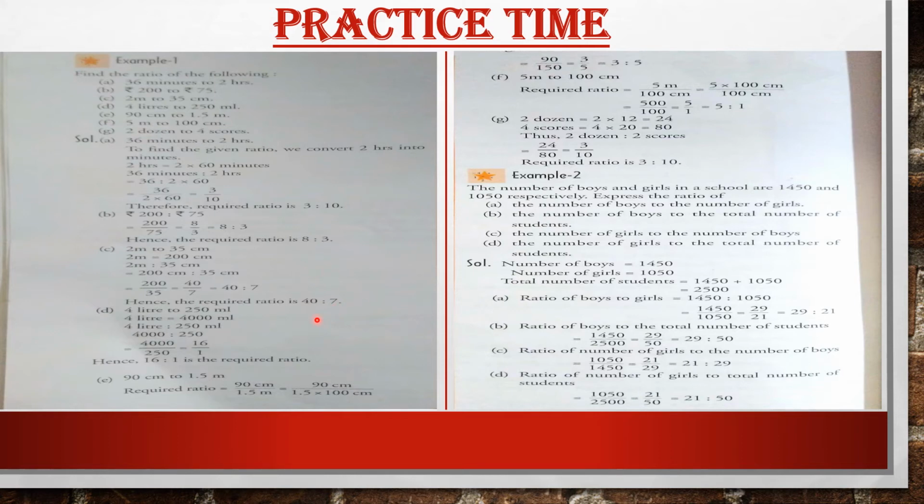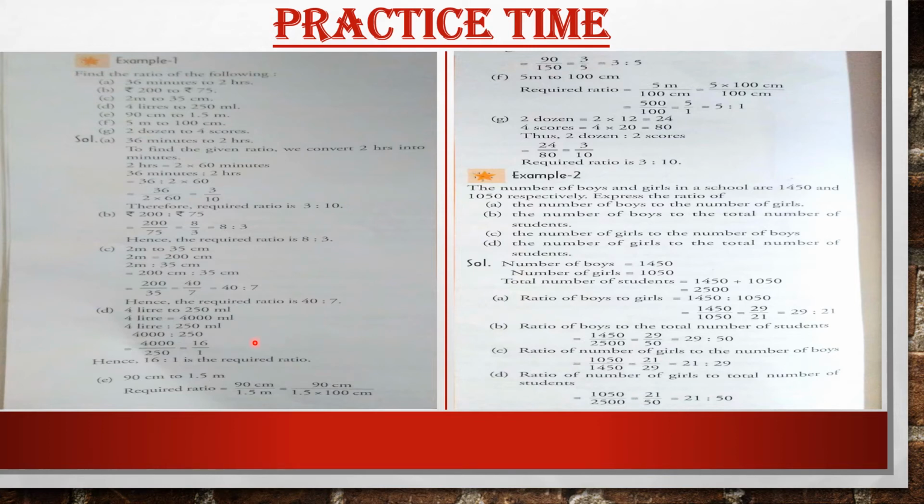Question D. 4 liter to 250 ml. Convert liter to ml. Since 1 liter equals 1000 ml, 4 liter equals 4000 ml. 4 liter is to 250 ml equals 4000 to 250. Now convert this ratio to a fraction: 4000 is to 250 equals 4000 by 250. 0 gets cancelled. We have 400 by 25.